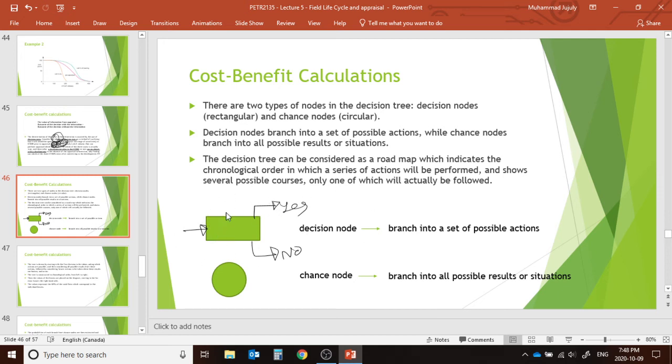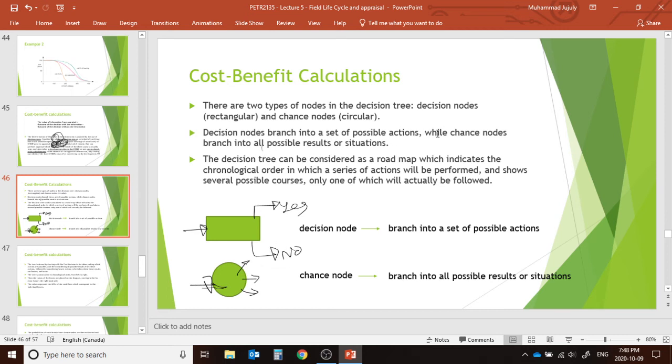So this is the decision making node, and there is a chance node. The chance node has an input and several outputs, and the chances would be based on the probability. And what do chances give? Chances give the possible results or the situation. That means it will give us the results. So decision making is based on the action, and the chance node will give us the result. Okay, so the decision making tree and the chance tree.